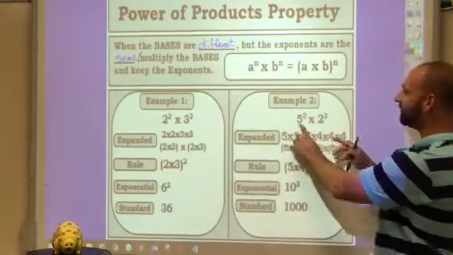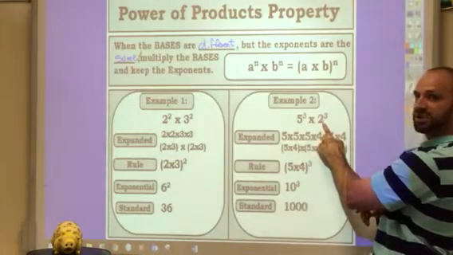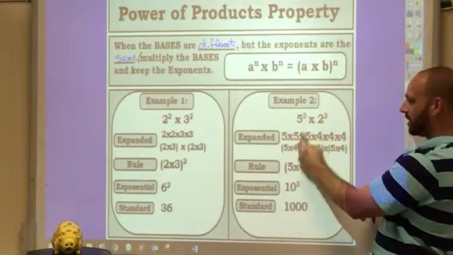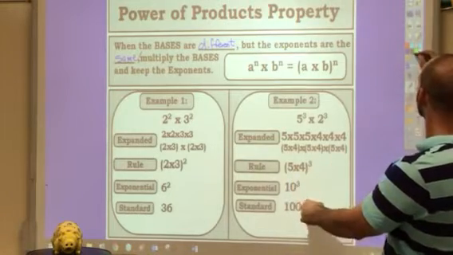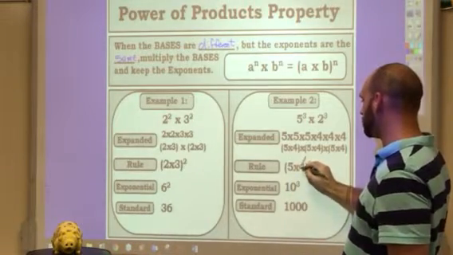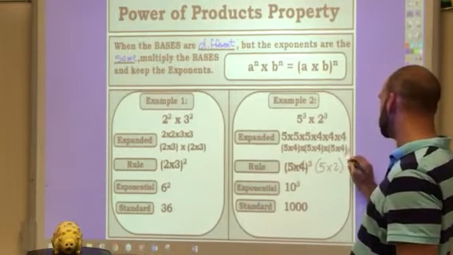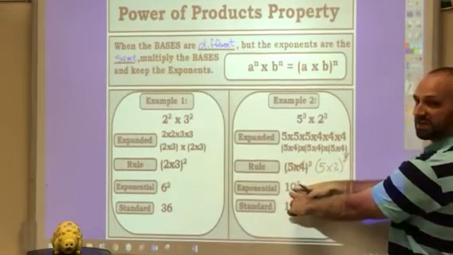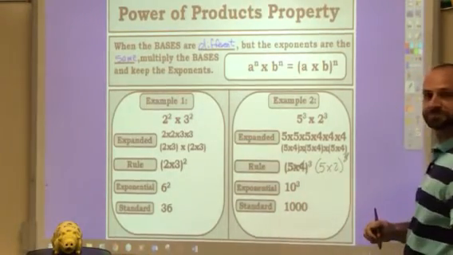Another example, 5 cubed times 2 cubed. Again, our bases are different, exponents are the same. So we're going to multiply our bases. And I got a 4 there. That should be a 2. What am I doing? This should be 5 times 2. That gives us 10 cubed, or 1,000 in standard form.